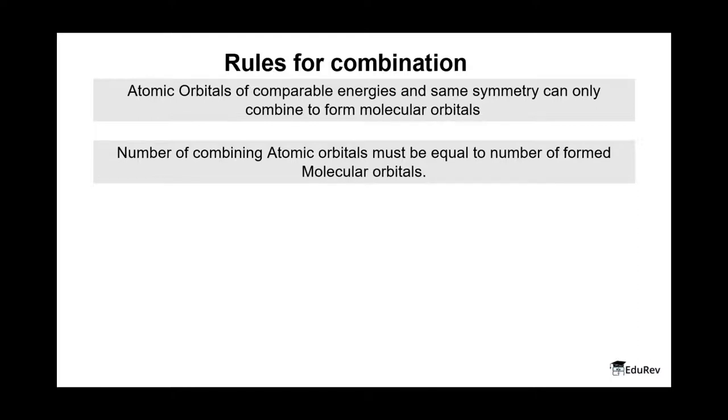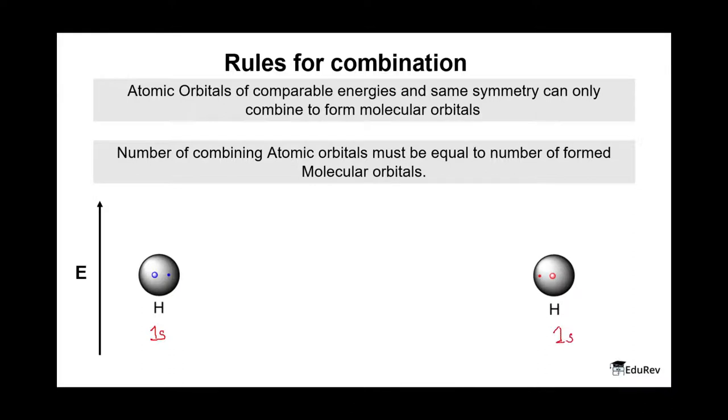Just for an example, if I take the combination of two hydrogen atoms, as I can see, there are two hydrogen atoms. So of course, they are going to have the same energies, not even similar, but the same energies, because both are 1s orbitals, right? So the first rule is well satisfied, right?